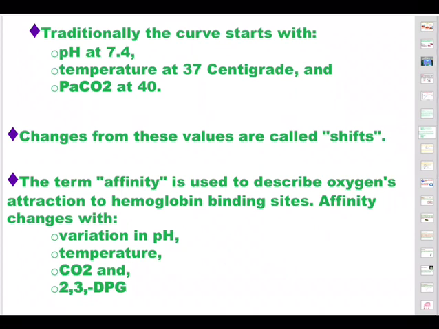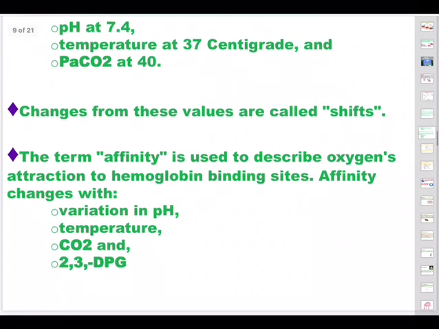Traditionally, the curve starts with normal values for the sigmoid curve: pH should be 7.4, temperature should be 37 degrees centigrade, and PaCO2, the partial pressure, at 40. These are the three factors, and anytime there are some changes, we say there are shifts.